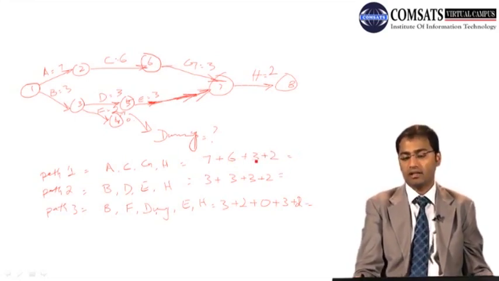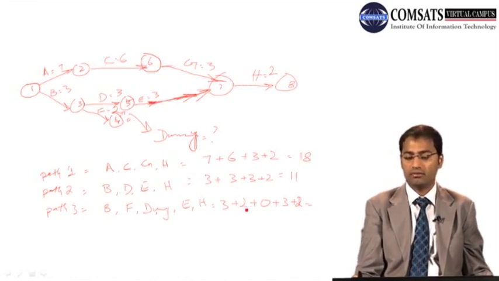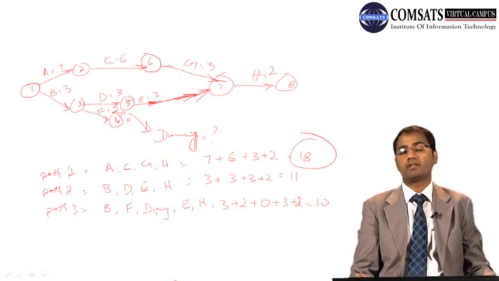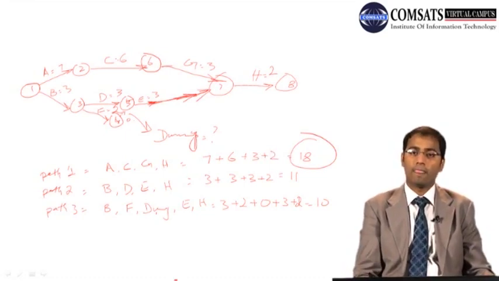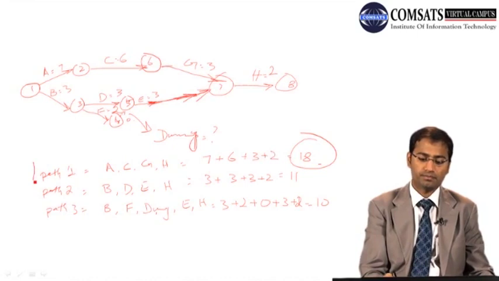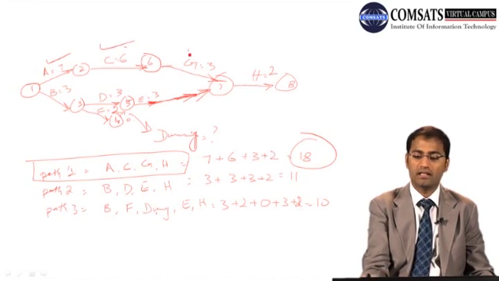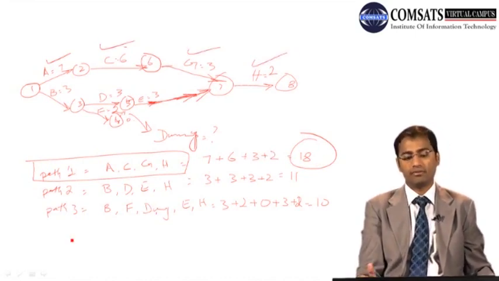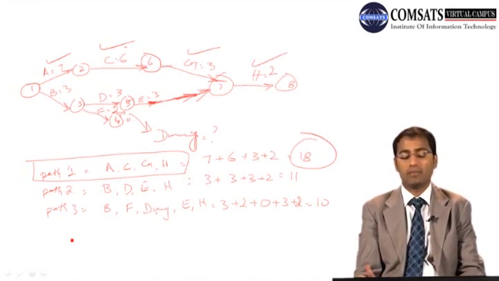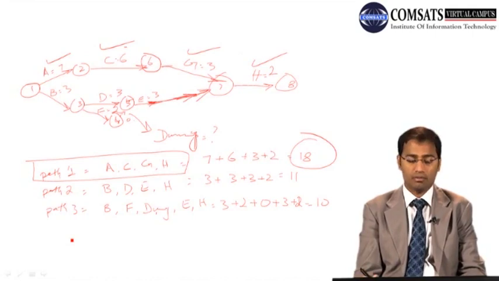So 7, 13, 16, and 18. And the others are 11 and 10. So what is the duration of your project for this particular network? That is 18 days, or whatever units you have. I'm using days. And this path A, C, G, H is the critical one, right? So in this fashion we can apply the critical path method, and we can find the duration of our project.